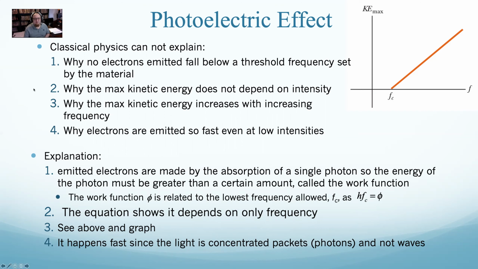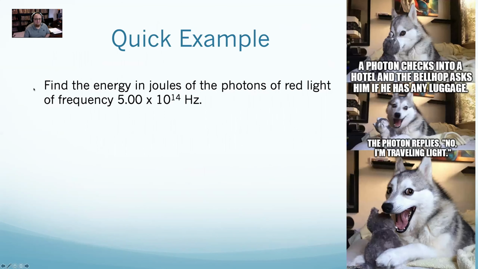A quick example problem before I get further into this idea. What it means is we can find the energy of a photon of light. Let's say we have a photon of red light. Red light has a frequency of about 5 times 10 to the 14th hertz. If I say, what is the energy of that photon?